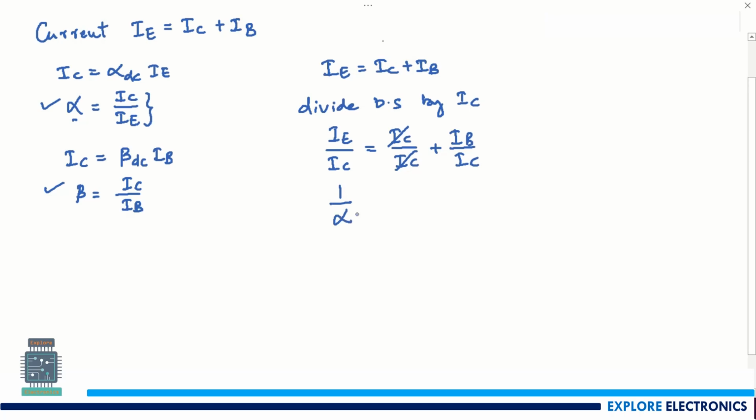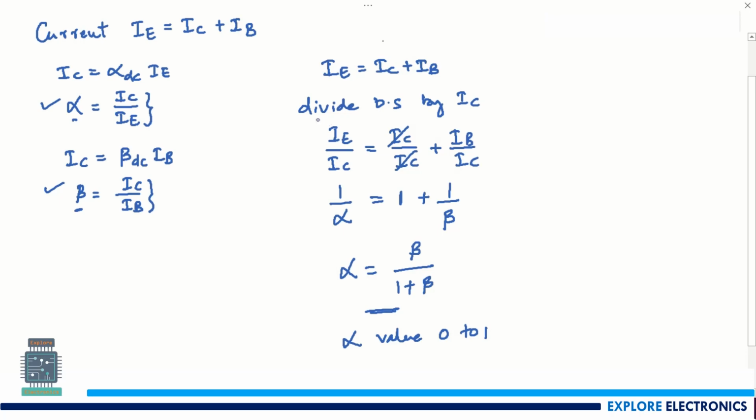So we can write 1 divided by alpha is equal to 1 plus, what is IB divided by IC? We know that IC divided by IB is beta, and IB by IC is the reciprocal of that. It becomes 1 by beta. So 1 by alpha is equal to 1 plus 1 by beta. If we rearrange this and write the expression for alpha, it becomes alpha is equal to beta divided by 1 plus beta. This is the expression for alpha in terms of beta. And we know that this alpha value will always be between 0 and 1.